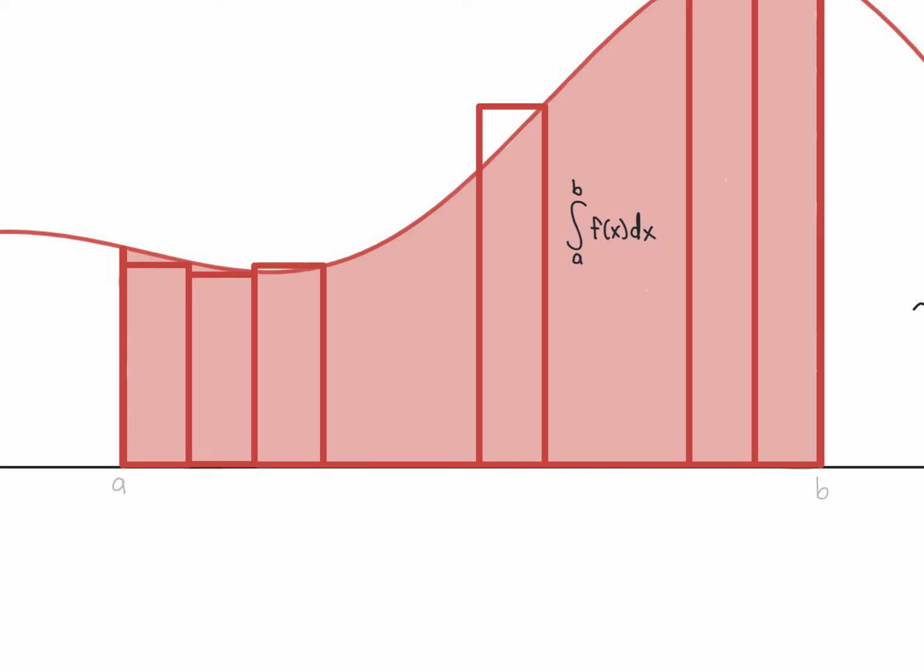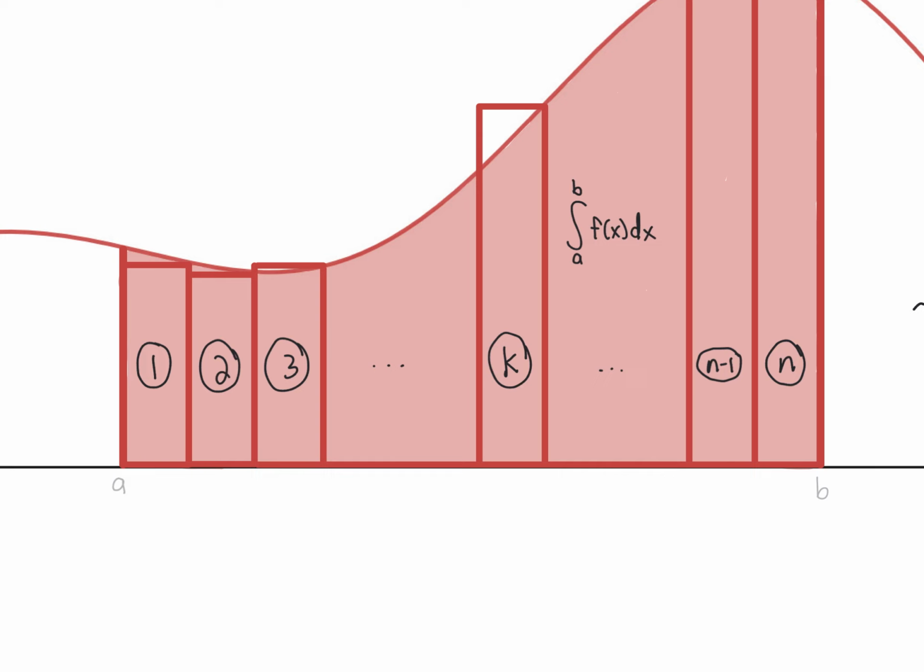Okay, so if there's n rectangles, then this is the first rectangle, this is the second rectangle, this is the third rectangle. Then we're going to skip ahead to what we'll call the kth rectangle, and then again we'll dot until we get to the n minus first rectangle, and then the nth rectangle. Okay, so now we can see there's n rectangles.